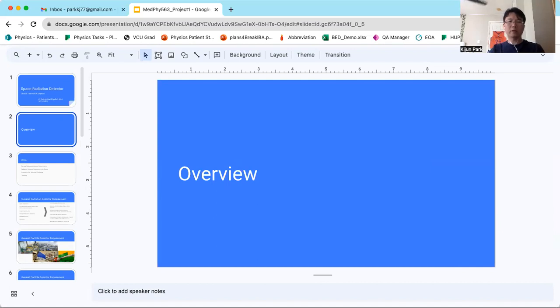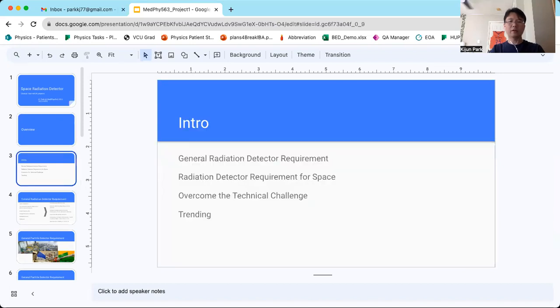In general, an introduction about the detector, what is different about the radiation detector requirements for space, what is technically challenging that we have to overcome, and what the current and recent trends are for space radiation detection.